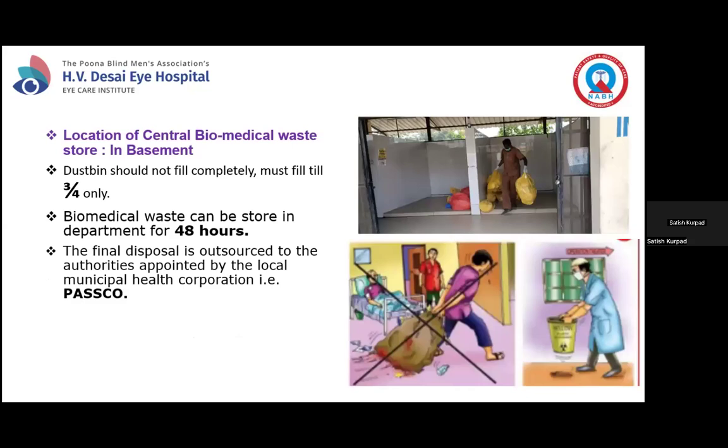The location of the central biomedical waste store may be in the basement or in a separate area. Again, as a practice, do not allow the dustbins to become full. The dustbin should not be filled completely. It must be filled till 3/4. Whenever it is filled till 3/4, please replace it.